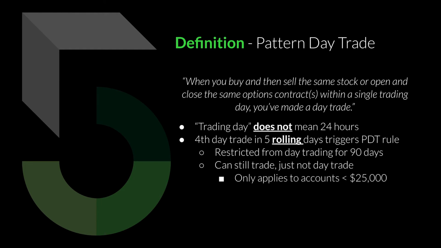Now, this only applies to accounts that are less than $25,000. So, for example, if you get hit with the PDT rule, but your account closes above $25,000 within that 90-day restriction period, you can begin day trading immediately.